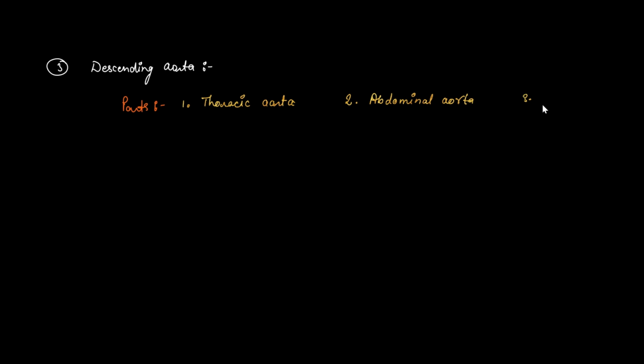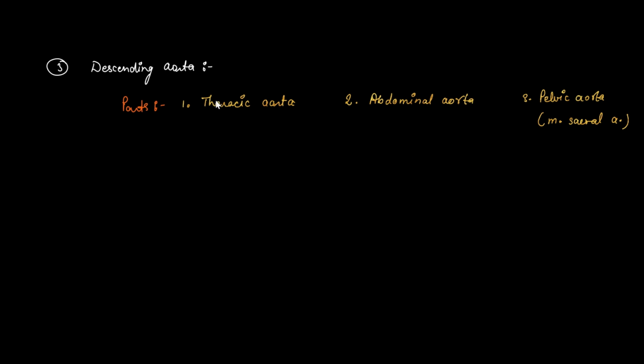The pelvic aorta is nothing else but a branch or an artery which is arising from the terminal part of abdominal aorta. The name of that artery is median sacral artery. That median sacral artery is passing towards the pelvic cavity. That's why it is also known as pelvic aorta, due to the median sacral artery. So these are the 3 parts of descending aorta.